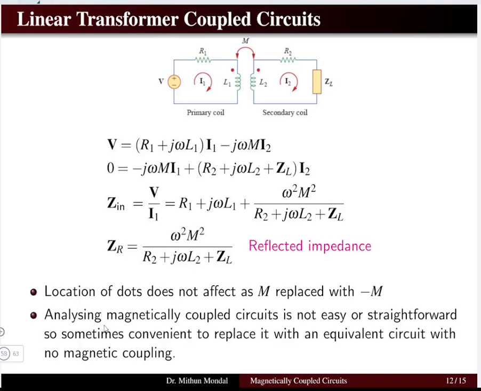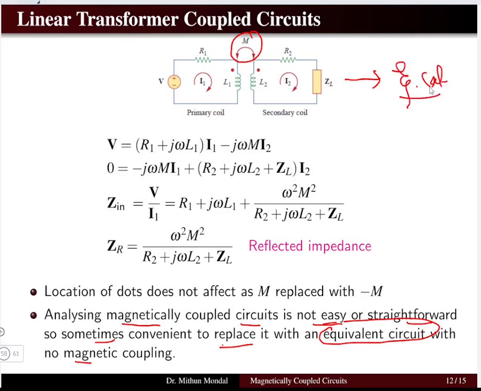However, when we try to analyze any magnetically coupled circuit, we see that it is not very easy or straightforward in nature. Hence, sometimes it is convenient to replace it with an equivalent circuit without magnetic coupling. So I don't want this mutual inductance which is present between the first coil and the second coil, and I want some equivalent circuit of the coupled circuit without mutual coupling. So I want to eliminate the mutual inductance.